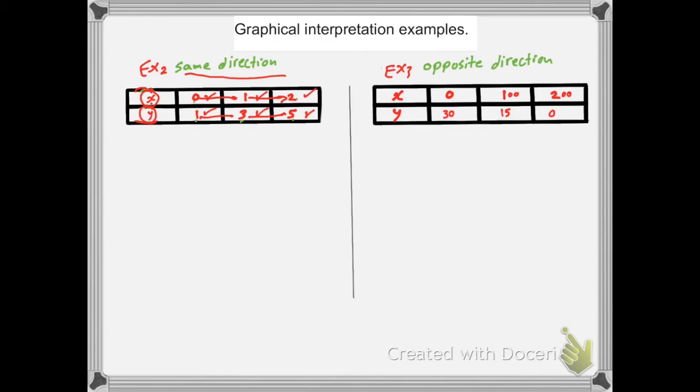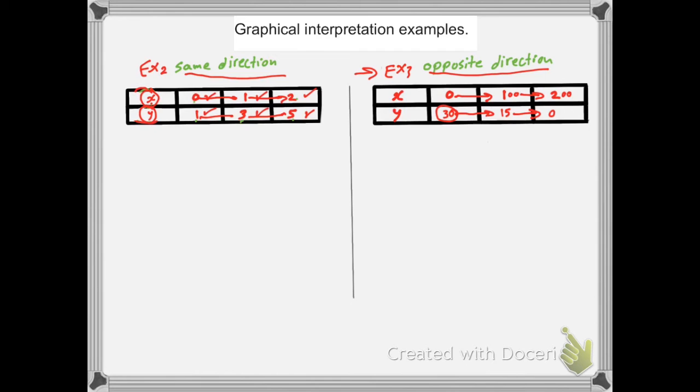That means they have the same direction. But the opposite happens here in example 3. Look, x equals 0, it will increase to 100, then increase to 200. But the opposite happens with y. Look, y starts from 30, after that it decreases to 15, after that it will be 0. Then in this case, they have opposite direction. That means one of them increases, but the other one decreases.